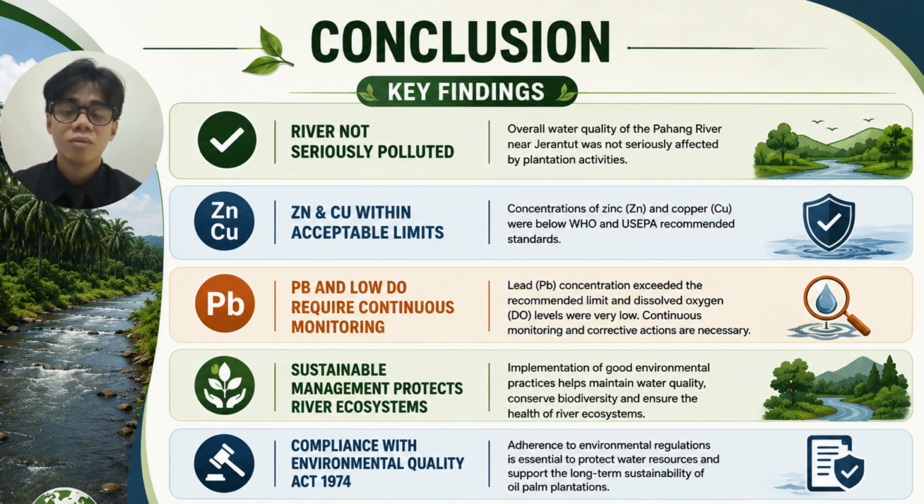These findings remind us that even when pollution appears to be under control, environmental risk can still develop if proper management is neglected. The study also demonstrates that sustainable plantation management plays an important role in protecting river ecosystems. Practices like soil conservation, responsible agrochemical use, riparian buffer protection, and regular water quality monitoring are essential to minimize environmental impacts.